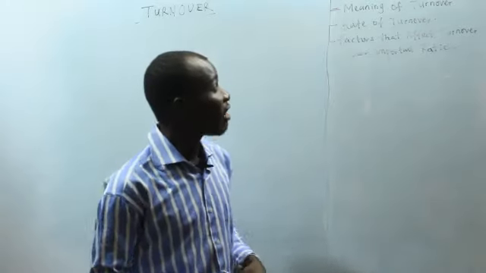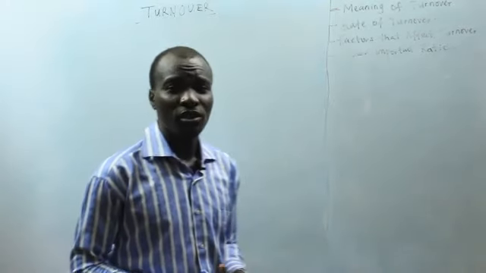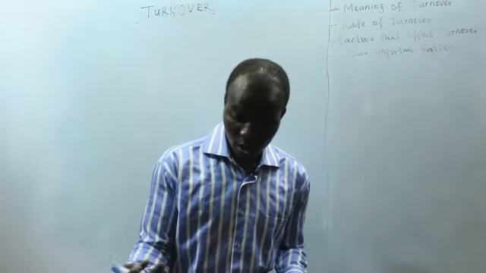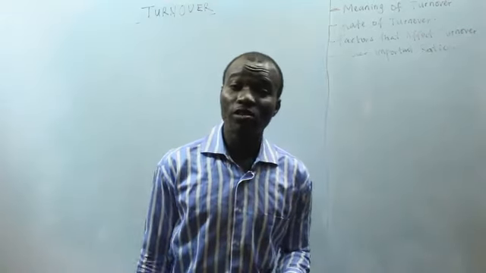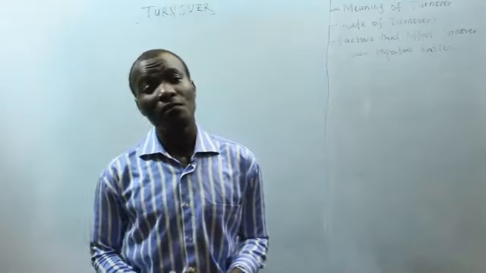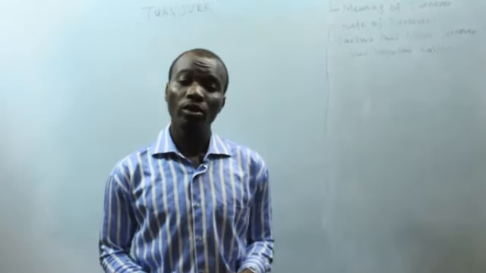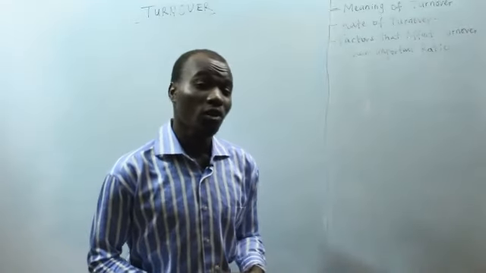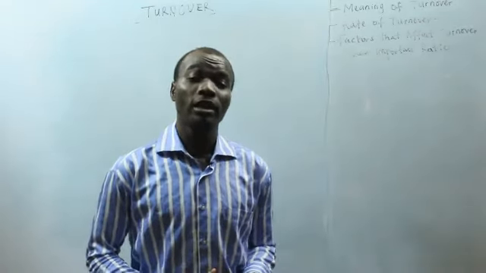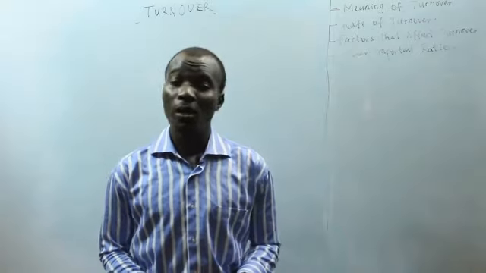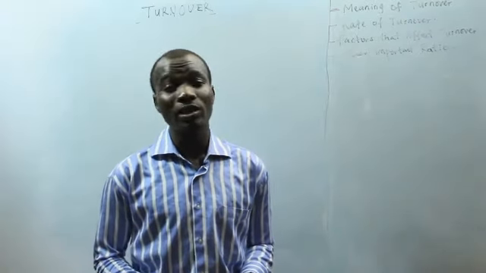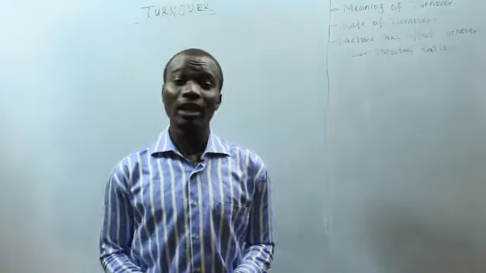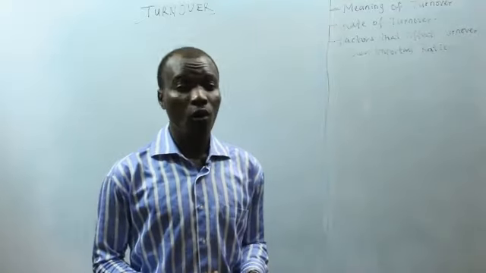Now the first thing we have is the meaning of turnover. Turnover is the total net sales of the business. So, the total net sales of the business is referred to as turnover. To arrive at the turnover, what happens? The turnover consists of the total sales minus the return inward, the sales return in the period. So the amount of total net sales gives us the turnover.